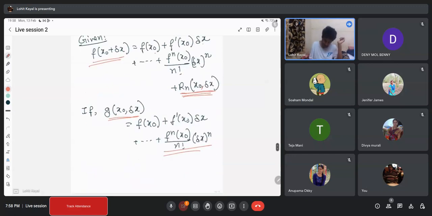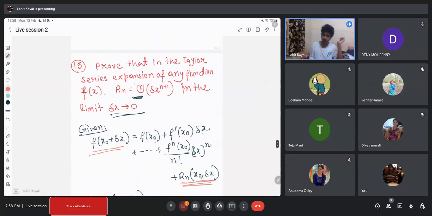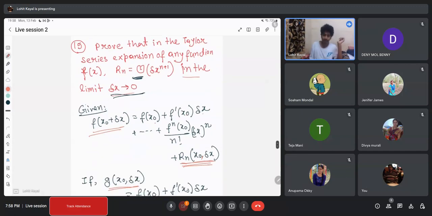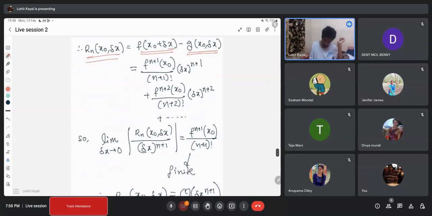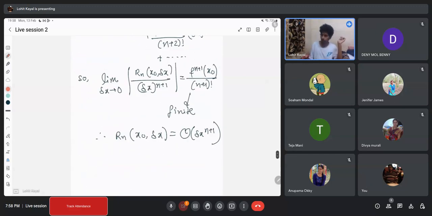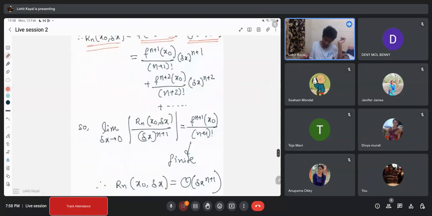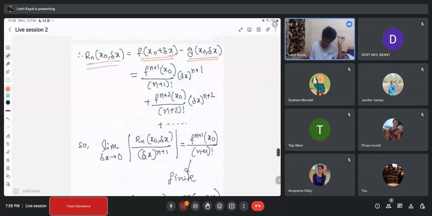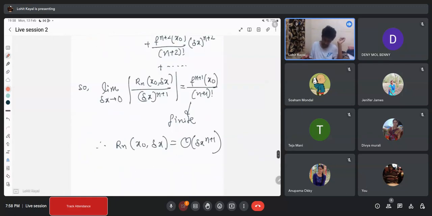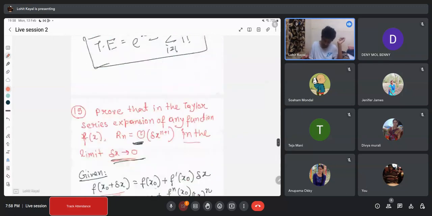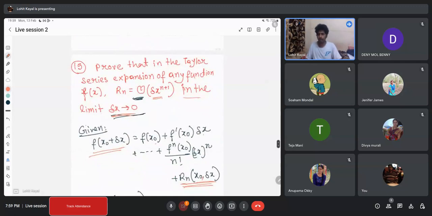Now we have to show, I will explain what this term is. So in the limit of delta x tends to 0, if I put the limit delta x tends to 0 in this expression, what will we get? Rn of x naught, delta x by delta x to the power 1. Sorry, just a second. Here I need to explain the meaning of this term. I need to show that it has order of delta x to the power n plus 1.